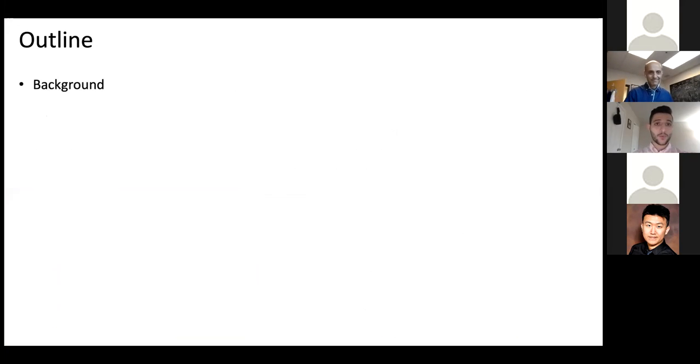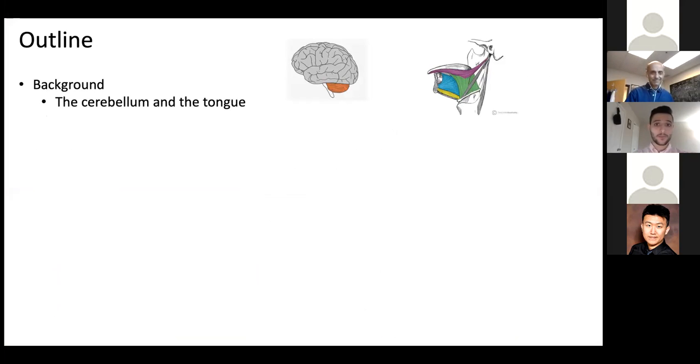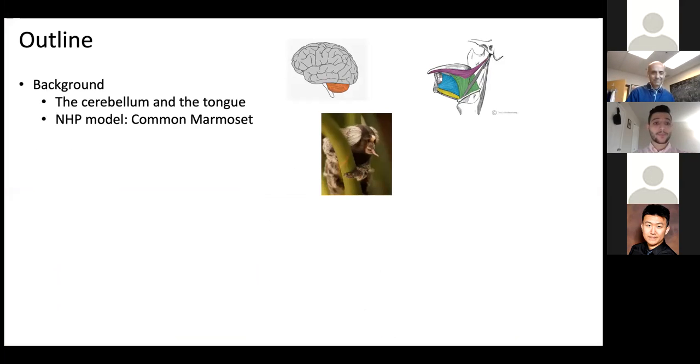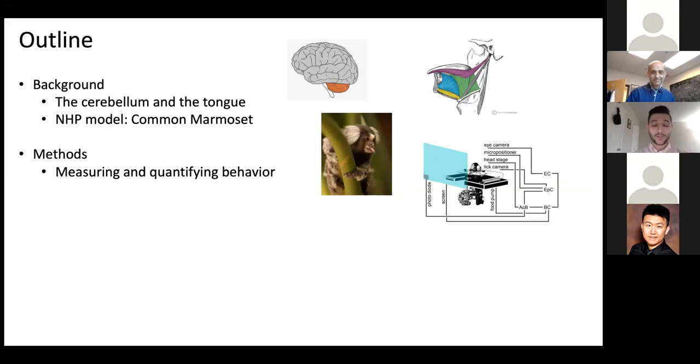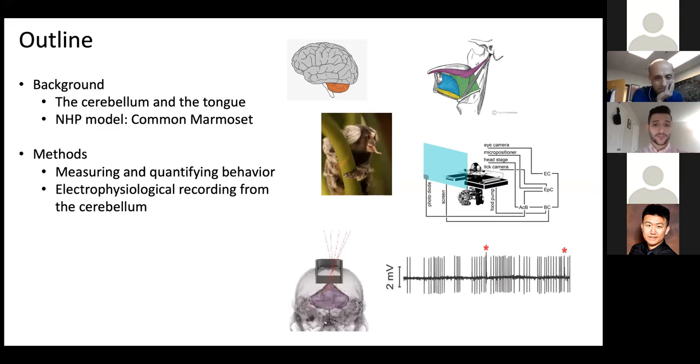I'm going to start with a little bit of background information on the cerebellum and the tongue. I'll then describe to you some interesting things revolving around our common marmoset non-human primate models. I'll then go into a little bit of our methods. We spent a great deal of time in our lab building a neurophysiology rig. Specifically, I'll go into how we measure and quantify various behaviors, specifically eye movements and tongue movements. And then I will describe to you how we target regions of the cerebellum for neurophysiological recording.